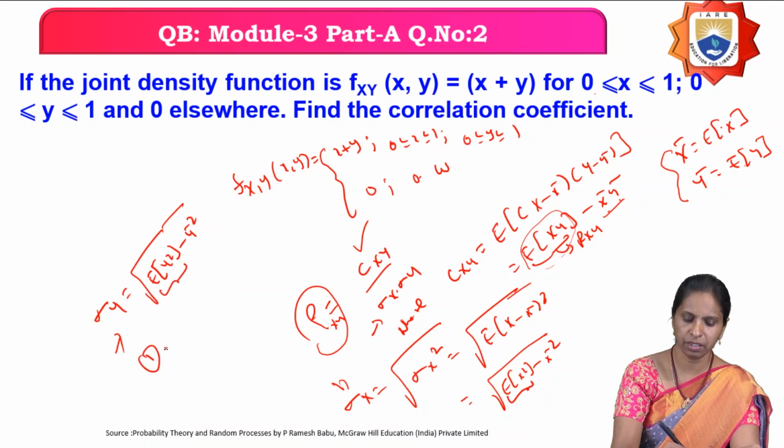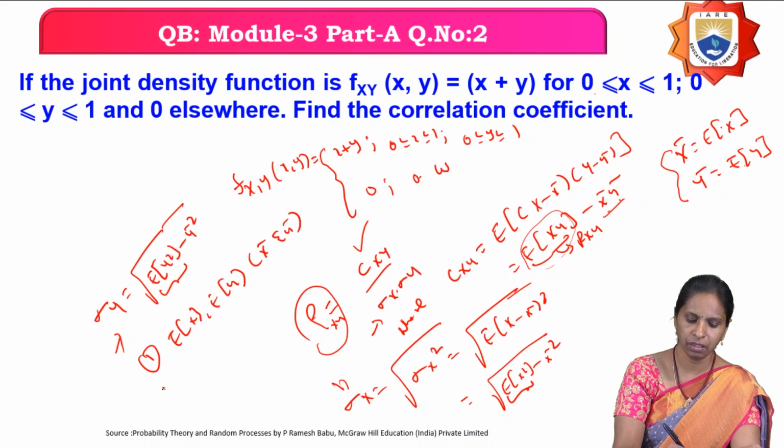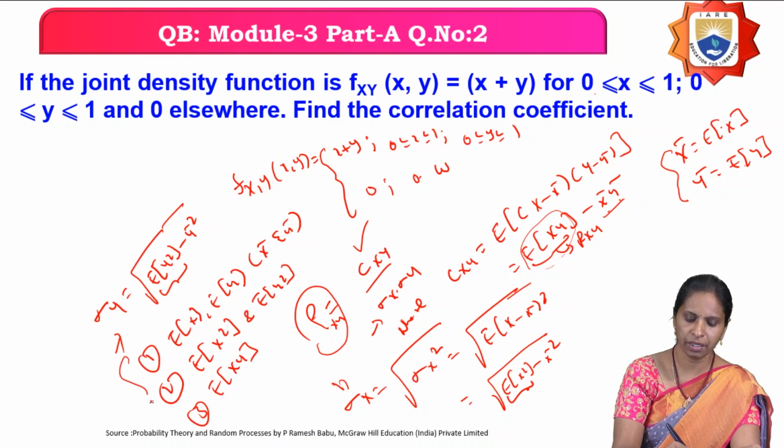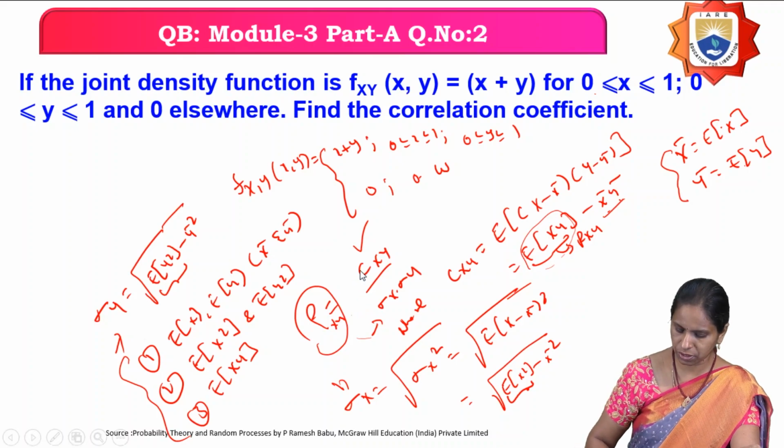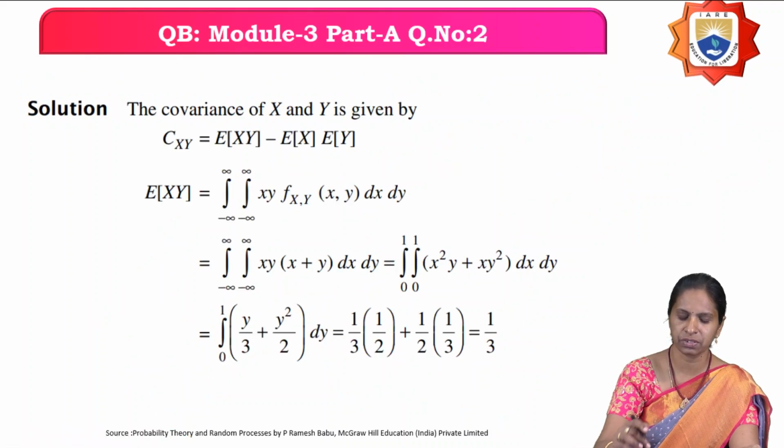So first you will calculate u of x and u of y, that is x bar and y bar. Next you will calculate u of x square and u of y square. Next you will calculate the expectation of xy. After calculating this, you will write down the formula for correlation coefficient, and then calculate the correlation coefficient of the corresponding random variables.